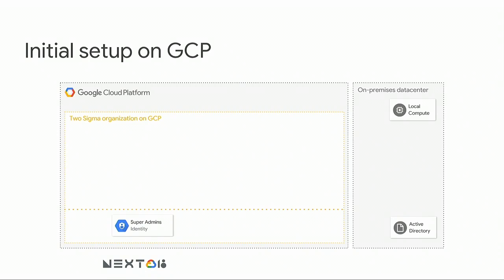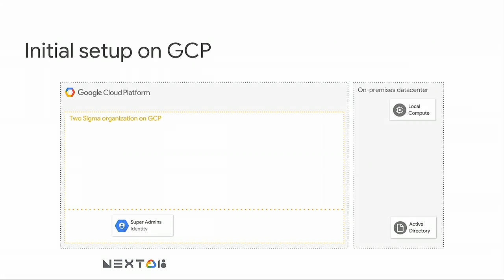Two Sigma has just come onto GCP. Their super admins have just signed up, so obviously need some kind of admin to set things up, and they've set up an organization. Nothing's been set up yet. And on the side, obviously, they have their existing on-prem data center, and that has some kind of local computing already, their servers which have existed.